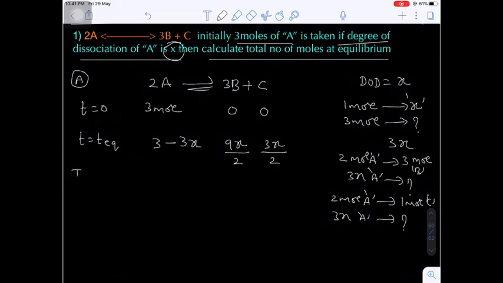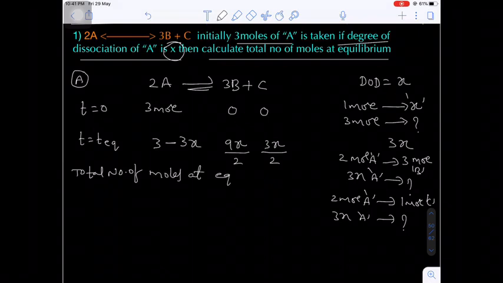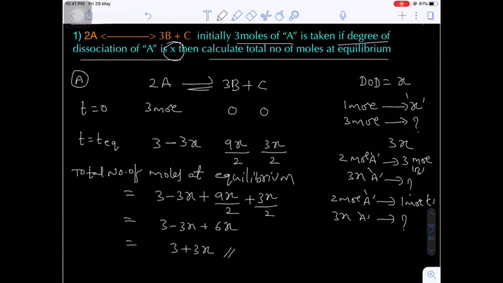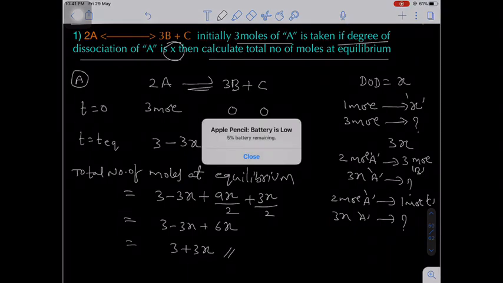The question is the total number of moles. So the total number of moles at equilibrium will be equal to 3 minus 3x plus 9x by 2 plus 3x by 2. Now here 3 minus 3x, and 9x by 2 plus 3x by 2 is 12x by 2, that is 6x. Now 3 plus 3x is the total number of moles present at equilibrium.